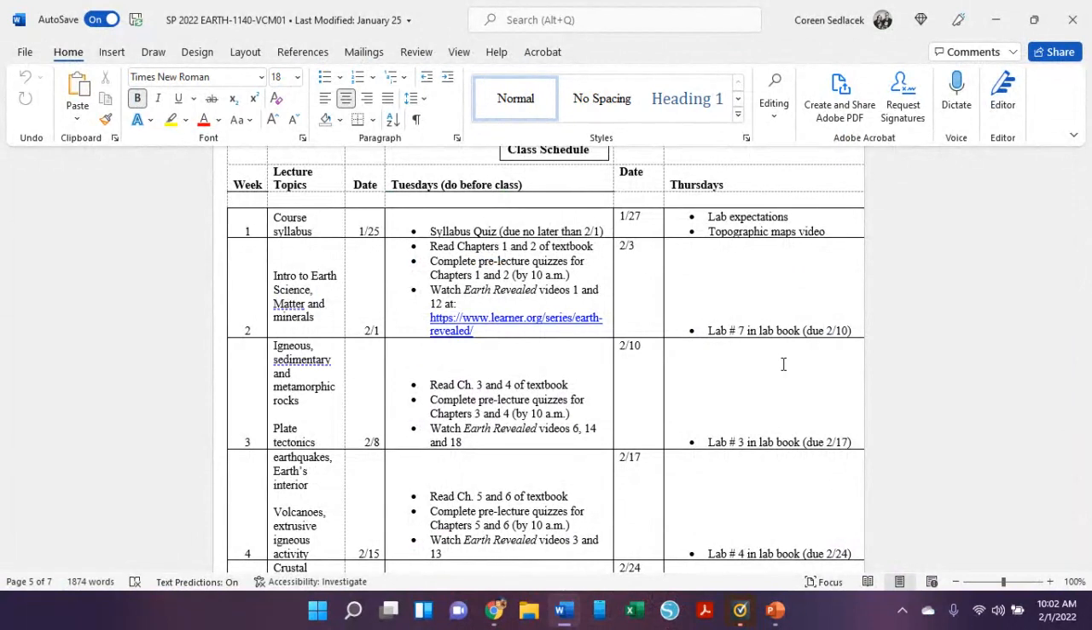Last week we went over the syllabus, and in the lab we watched a video about topographic maps and talked a little bit about them. I want to reiterate that the syllabus quiz is due by the end of today, so if you haven't completed that, make sure you go in and get that done.